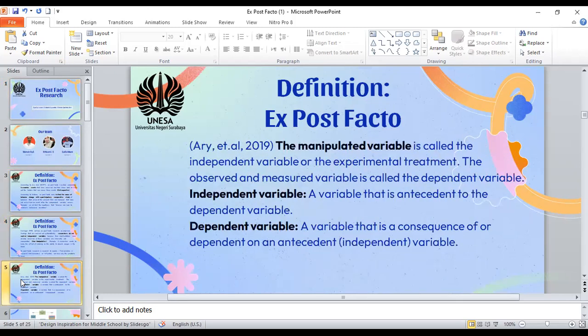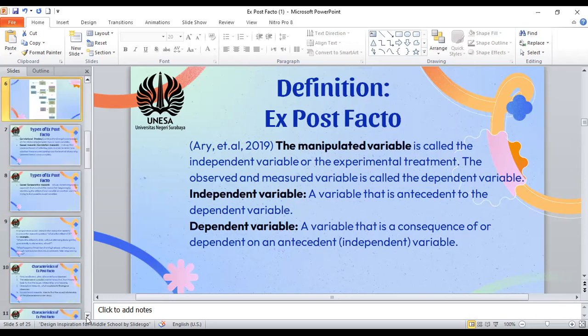Next, Aristotle also stated that the manipulated variable is called the independent variable or the experimental treatment. The independent variable is a variable that is antecedent to the dependent variable. The dependent variable is a variable that is a consequence of, and dependent on, an antecedent or independent variable.